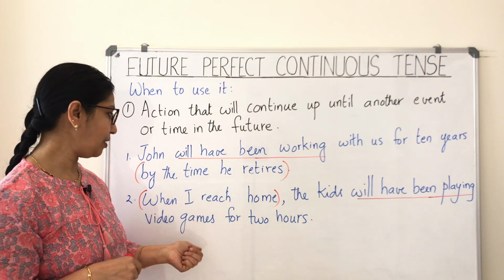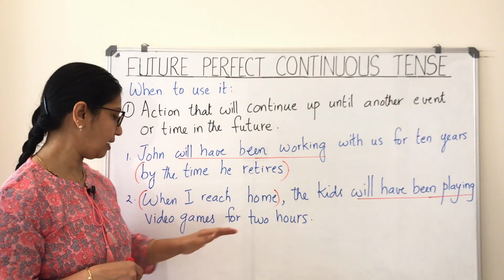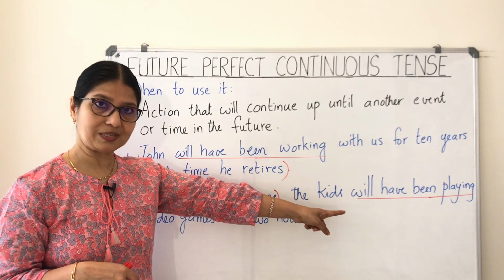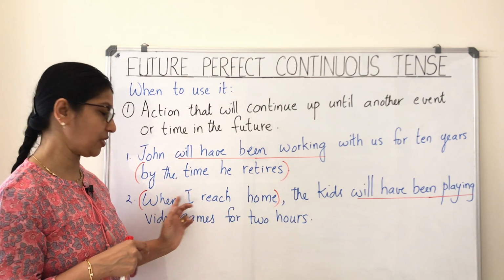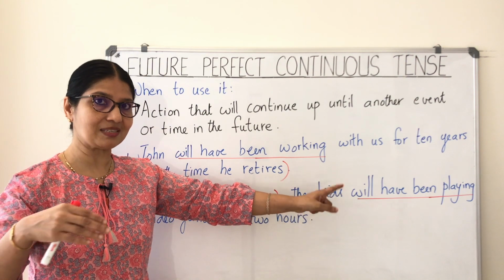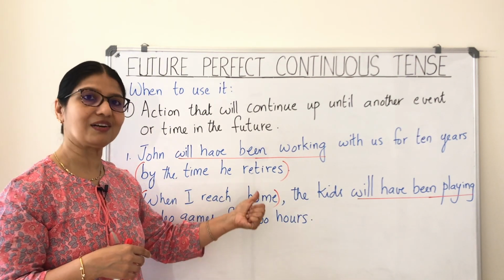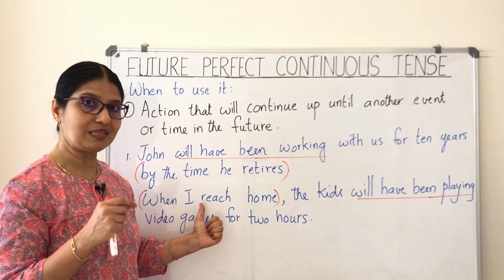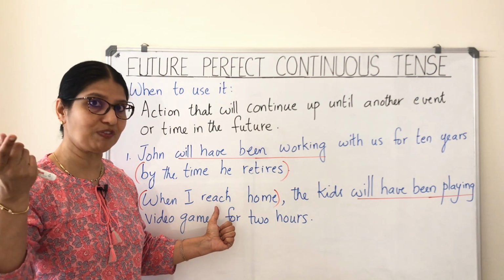In the second example, when I reach home, the kids will have been playing video games for 2 hours. So there I've used the future perfect continuous tense, and that's paired with this time expression, which shows that this will have been taking place until this event happens. When I reach home. And you can see that here I've used the simple present tense to talk about that short action which will happen in the future.